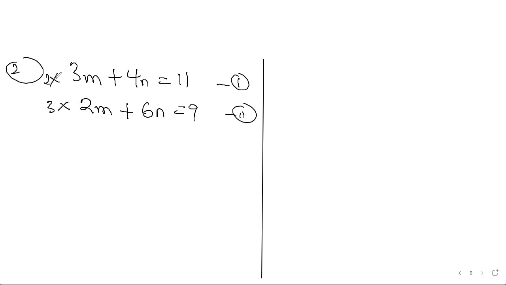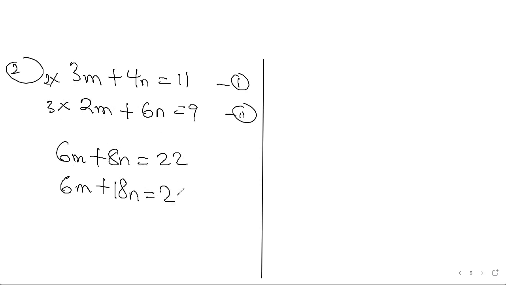But I have to use these two to multiply everything in the equation, everything on this line, and this 3 multiplies everything on this line. So if I do that, I will have 6m plus 8n equals 22. And 6m plus 3 times 6 is 18, n equals 3 times 9 is 27.